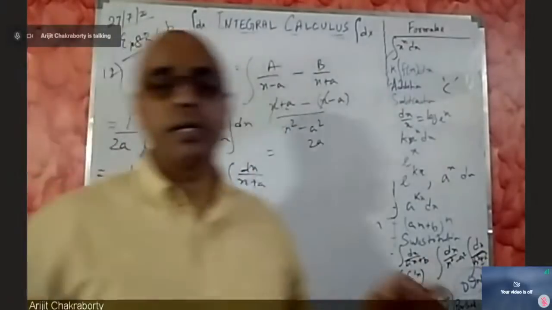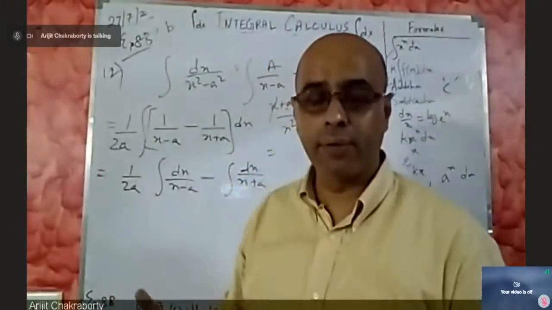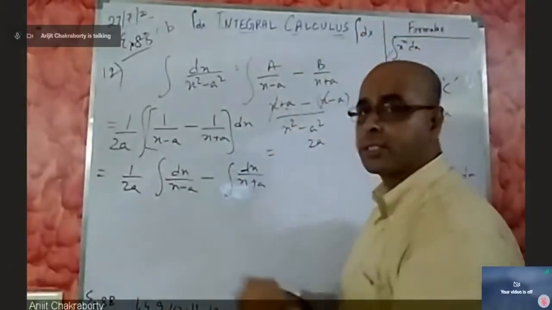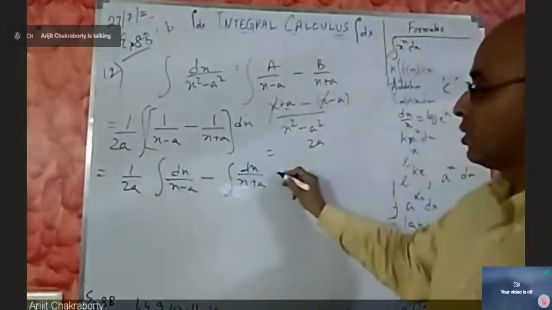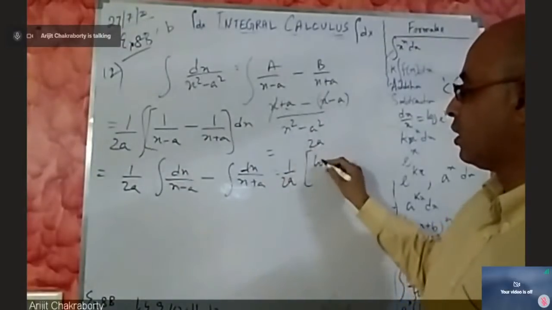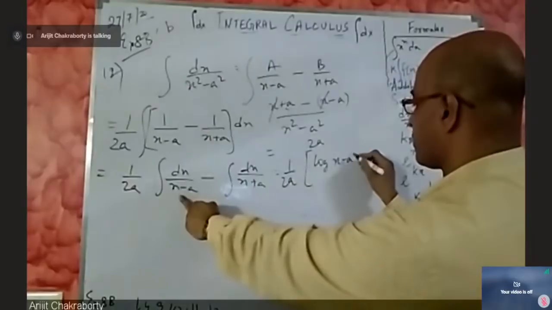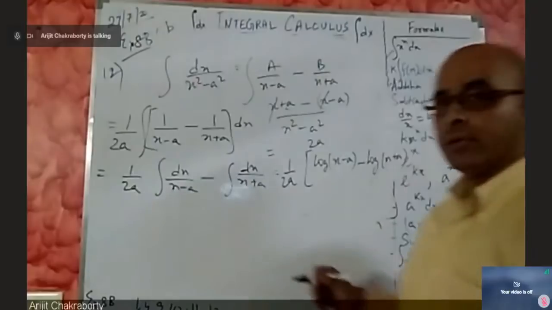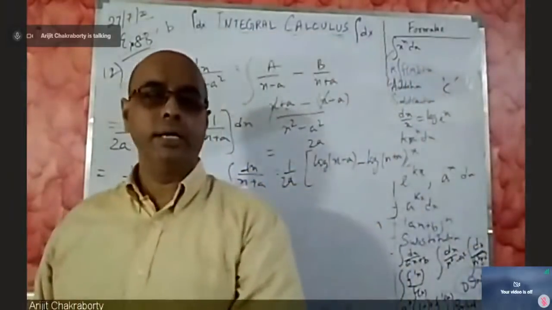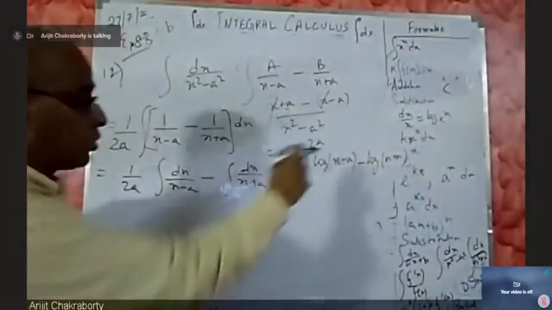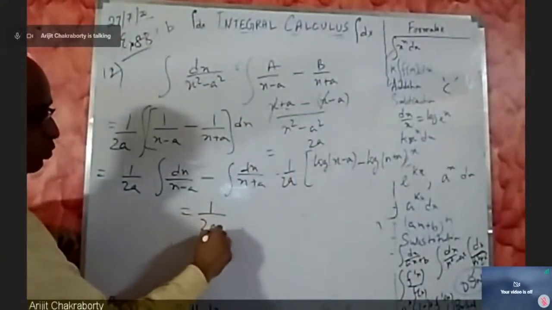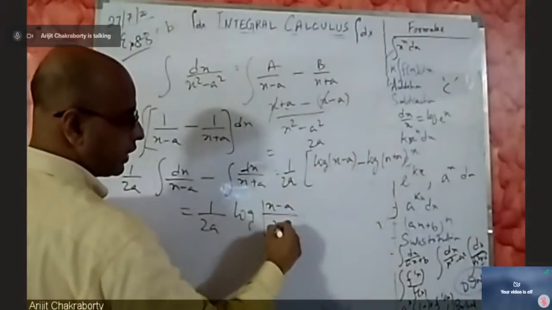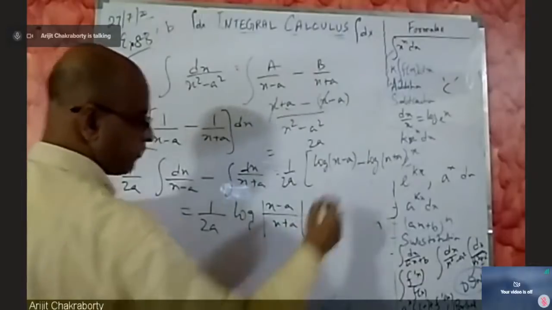Now dx by x minus a, straight away we can write log x minus a, because the integration we have done: dx by x is log x. So this becomes 1 by 2a, log x minus a minus log x plus a. You know log a minus log b is equal to log a by b. So the given expression becomes 1 by 2a log of x minus a by x plus a plus c.